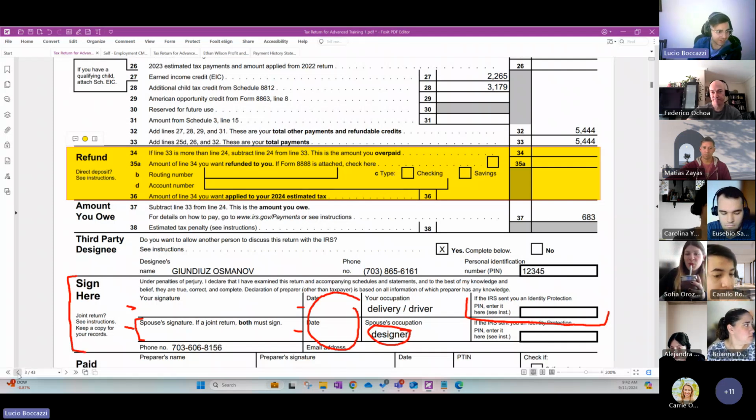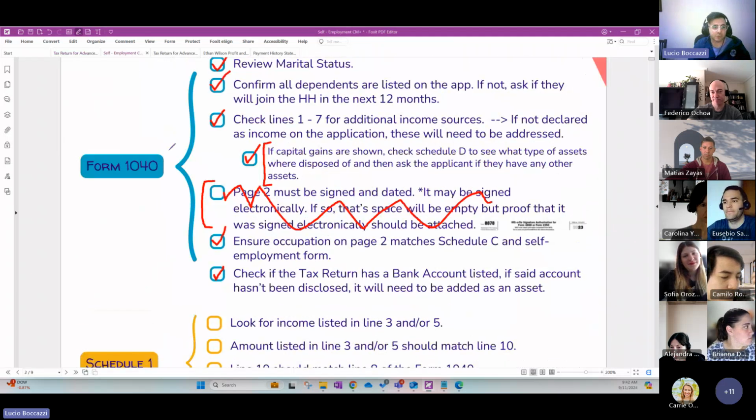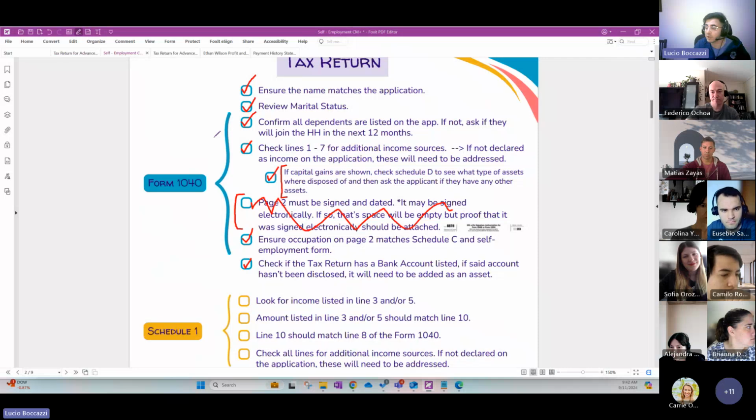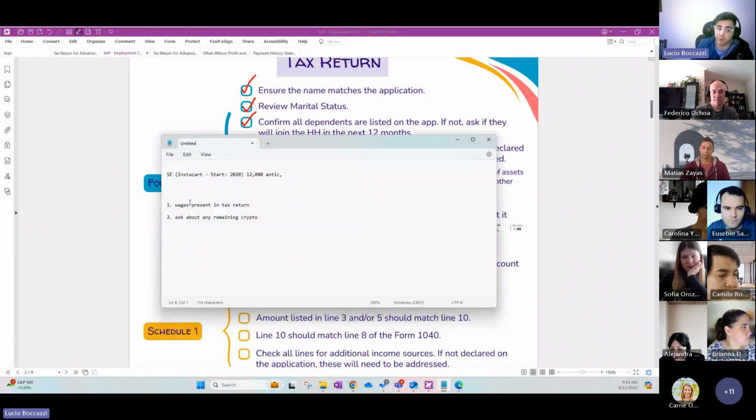Good to know. Okay, so that is basically what you need to keep in mind when it comes to the Form 1040. Everything that you've seen me do was simply going down the list and checking things out to see what's going on. So far, the only thing that popped up was that we saw wages, and we don't know if it is actually from Namun or John. And then we need to ask about the remaining crypto, if there is any. That may or may not need to be added to the application.